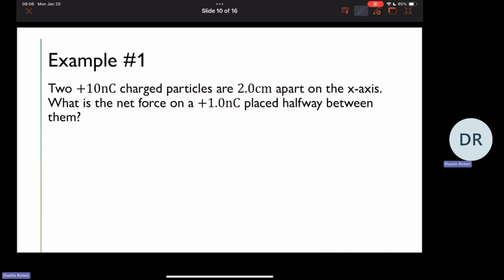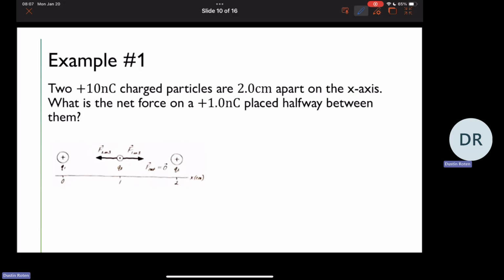So that being said, let's take a look at an example here. We have two 10 nanocoulomb charged particles that are 2 centimeters apart on the x-axis. What is the net force on a 1 nanocoulomb particle placed halfway between them? Okay, we can draw that out.